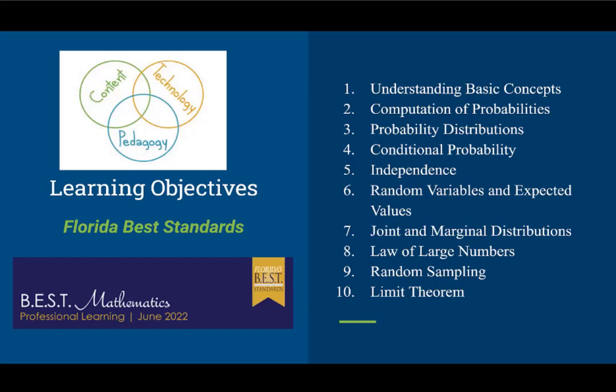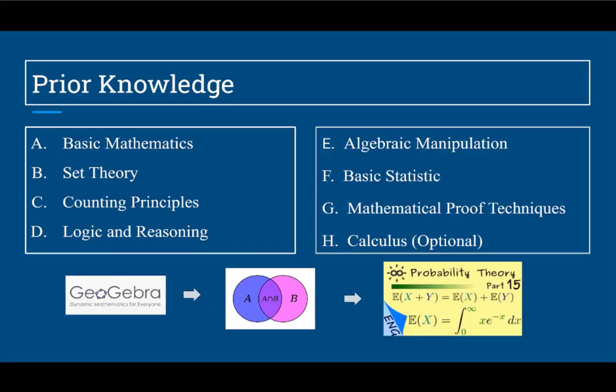Our learning objectives will include everything that we learn in discrete mathematics: understanding basic concepts, computational probability, probability distribution, conditional probability, independence, law of large numbers, random variables, and expected value, including joint and marginal distribution, random sampling, limit theorems. These objectives provide a foundation for understanding and applying probability theory in various fields, including statistics, data science, computer science, and decision-making processes.